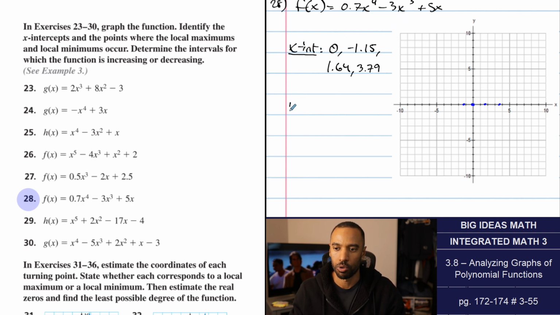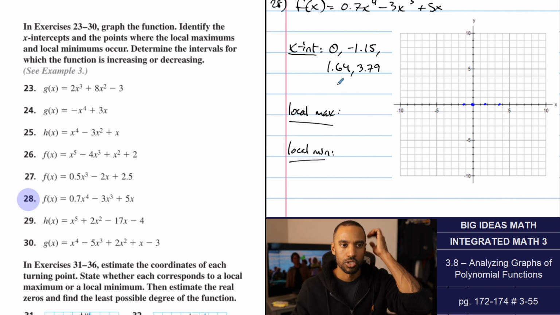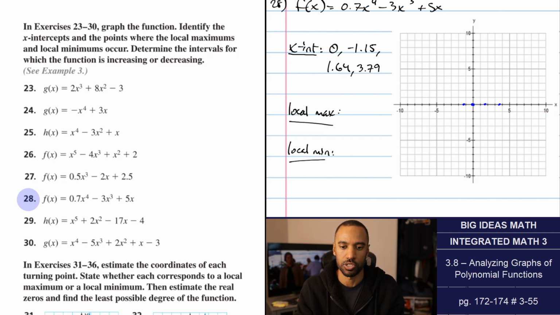Now I'm going to write out local max, local min. And based off the graph, there are 2 local mins and there's 1 local max. So when we look at this, 2 local mins and 1 local max. Let's find that local max somewhere between 0 and 2. And that's this guy right here at 0.87, comma 2.78. 0.87, comma 2.78.